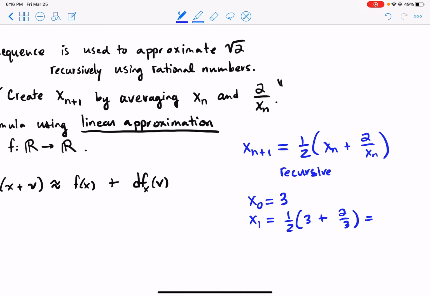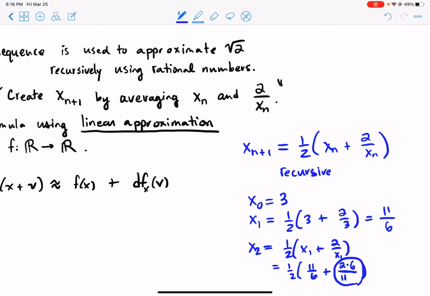which is 11/6 if you work it out, I believe. And then x2 should be 1/2 of x1 plus 2 over x1, which is, I guess, 1/2 of 11/6 plus 2 over 11/6. Are you okay with the fractions I just did there? Take a moment to think about it.